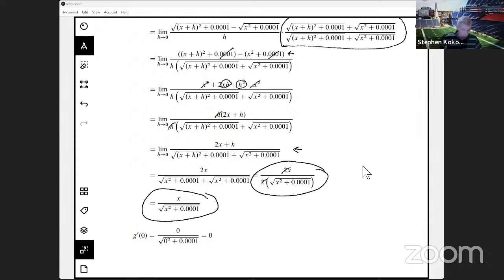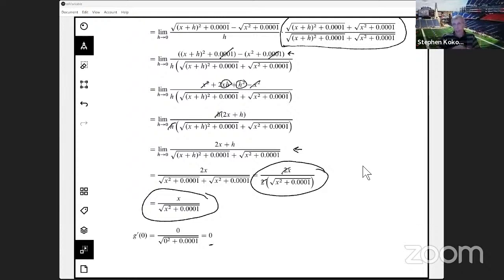And in fact, this is really easy now. If I plug in a 0 for x, I get back 0. That says the derivative of that function g at 0 is 0. The slope of the tangent line is 0.